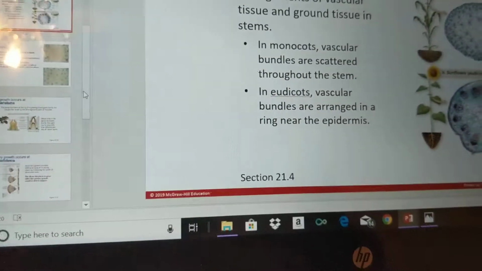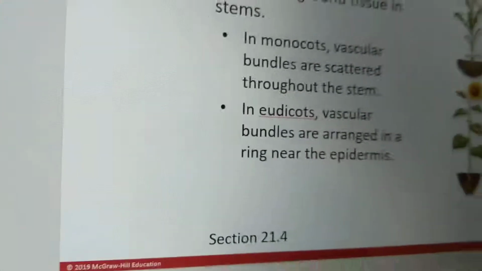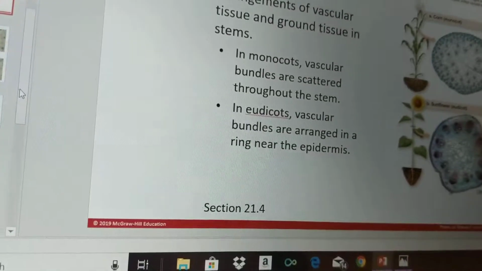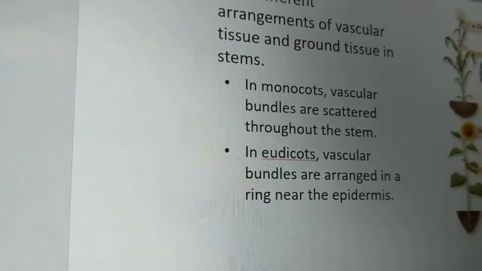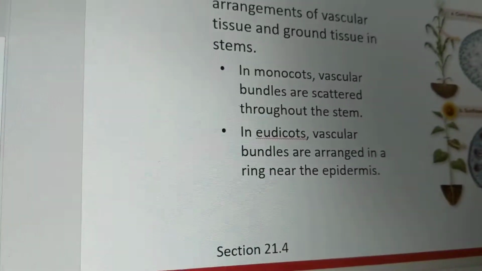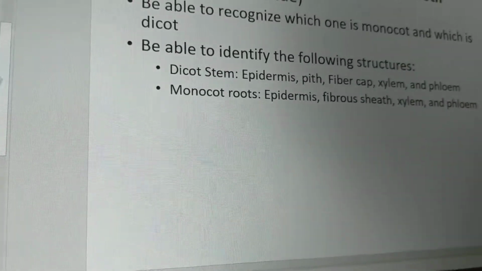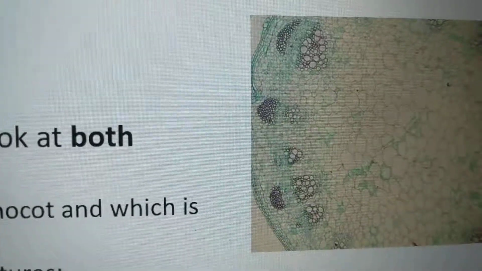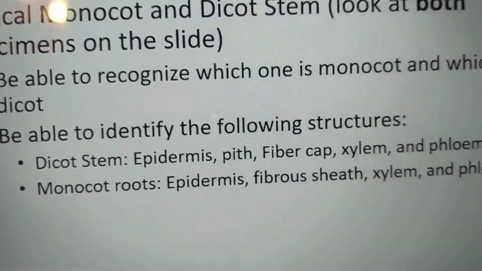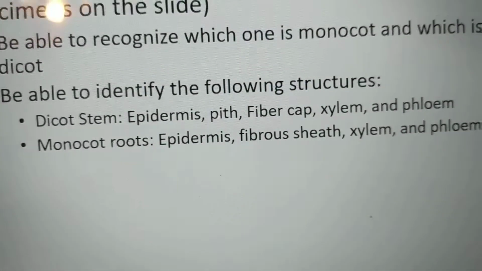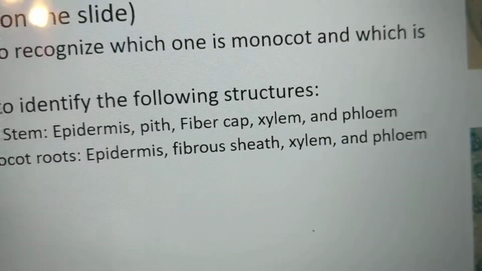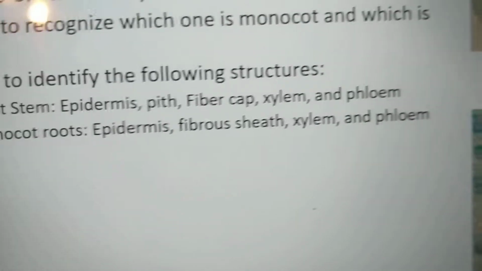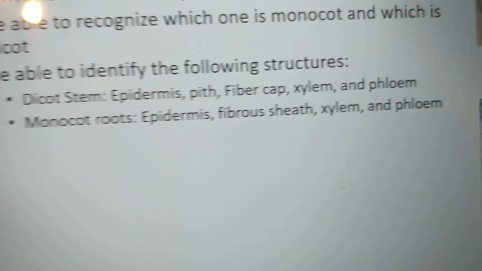Alright. And it says right here, dicots: vascular bundles are arranged in a ring near the epidermis. Monocots: vascular bundles scattered throughout the stem. No pattern in monocots. And these are more slides. He's probably going to use these on the exam. But just make sure you know the plain difference in case he uses different pictures to throw you off. And be able to identify the following structures: dicot stem: epidermis, pith, fiber cap, xylem and phloem; monocot stem: epidermis, fibrous sheath, xylem and phloem.